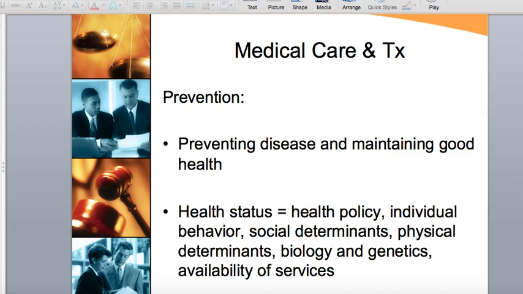status. Of course, we need to look at the social determinants of health, because we know those things, i.e. education, income, and the neighborhood that you live in, have a direct impact on your overall health outcomes, but also your life expectancy. Also things such as physical determinants, biology and genetics, and the availability of services. All these things are areas you need to look at when you're looking at the health status of not just an individual, but also of a population as well.